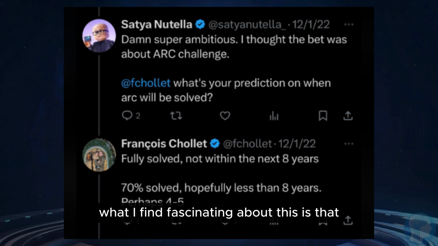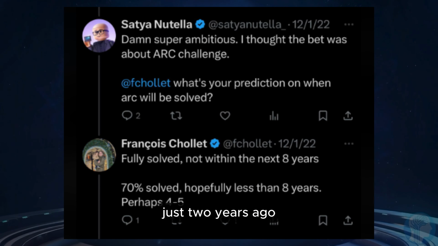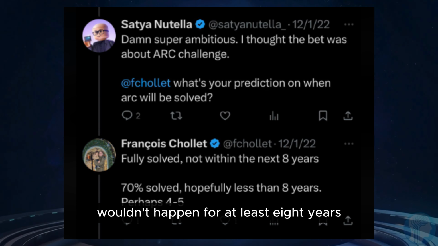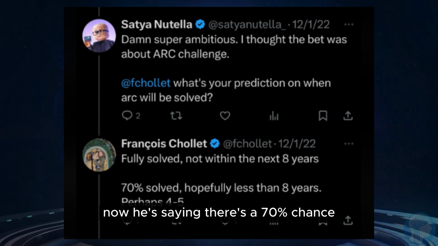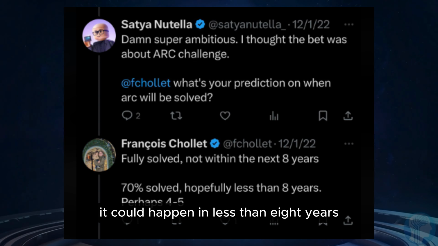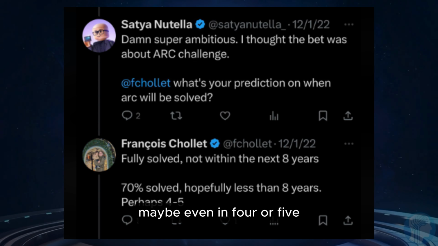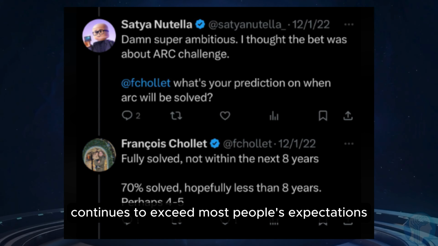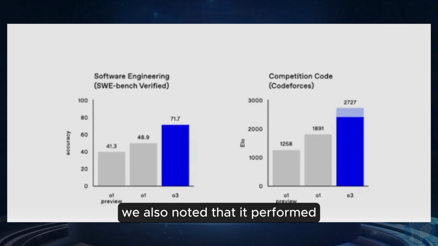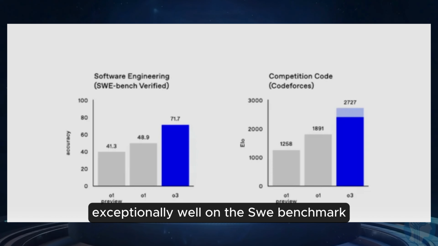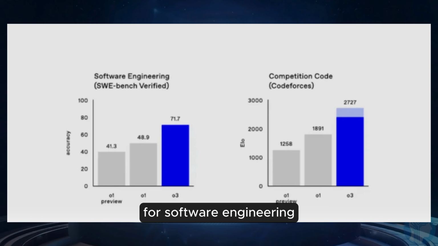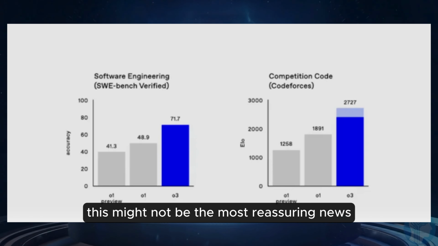What I find fascinating about this is that just 2 years ago, he stated that the ARC-AGI benchmark being fully solved wouldn't happen for at least 8 years. Now he's saying there's a 70% chance it could happen in less than 8 years, maybe even in 4 or 5. It's incredible to see how AI continues to exceed most people's expectations. We also noted that it performed exceptionally well on the SWE benchmark, which is known to be a challenging test for software engineering. For software engineers, this might not be the most reassuring news.